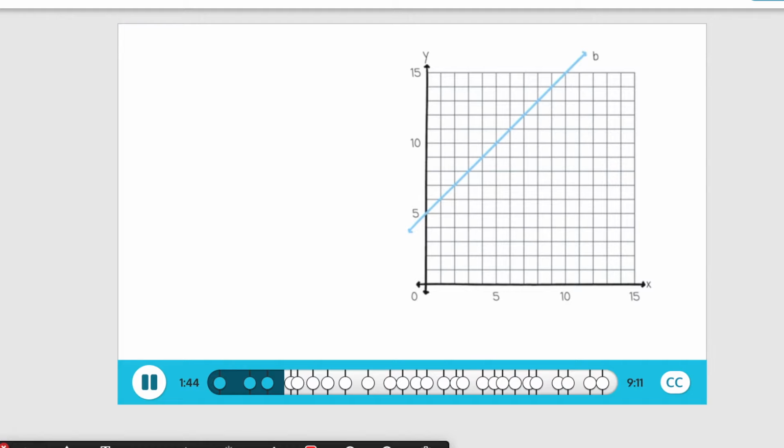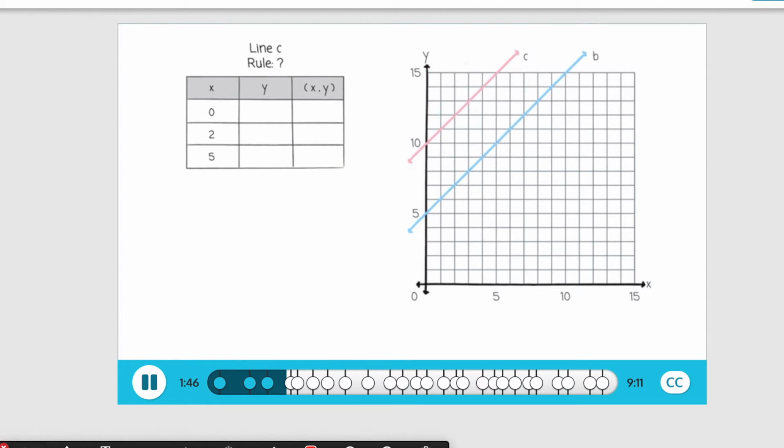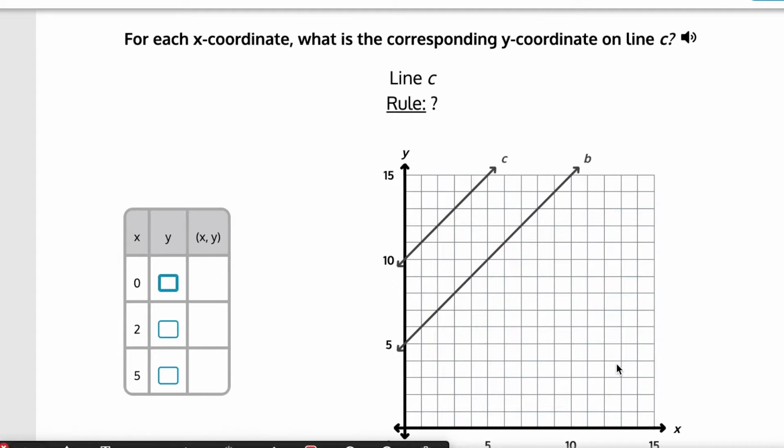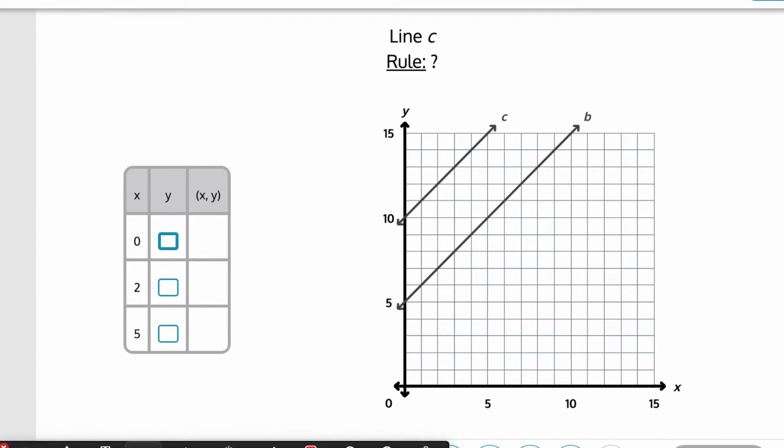Nice. Let's see if you can figure out the rule for line C. I know you've got this. Find the coordinate pairs on line C. So in order to figure out the rule for line C, I'm going to first have to identify some of its coordinate pairs. So when the x-coordinate is 0, that means I'm not moving anywhere on the x-axis, the y-coordinate is 10. When the x-coordinate is 2, let's go here to 2, the y-coordinate is going up to 12.